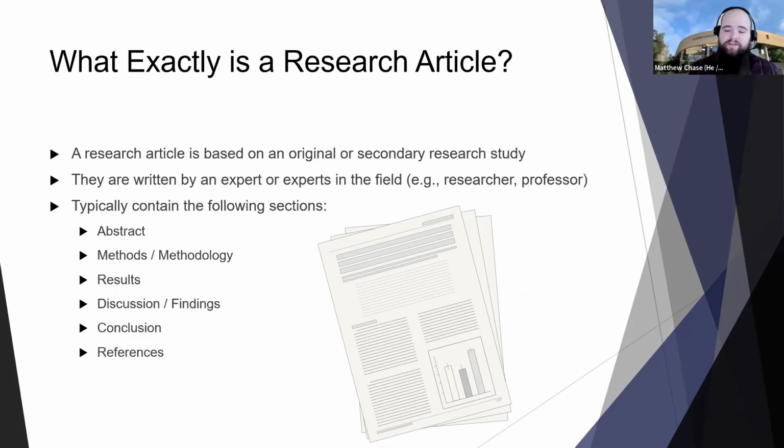One of the first things, the central premise of a research article, is that it is an article based on an original or secondary research study. It could be anything from a study that researchers conducted with a focus group of a certain population, say students, looking into their attitudes about their educational experiences. It could also be a clinical trial that clinical practitioners or researchers conducted on a certain type of disease or health disorder, and so on.